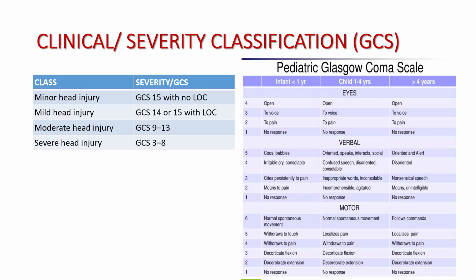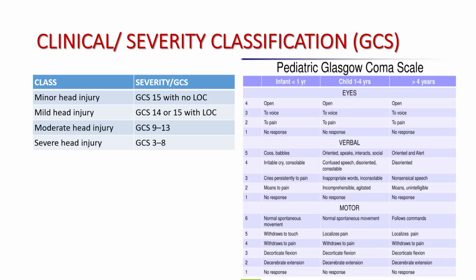Then for motor, if they have normal spontaneous movements, their limbs are always playing, they have a 6. If they withdraw from touch, they have a 5. If they withdraw to pain, they have a 4. If they have decorticate flexion, they have a 3. And if they have decerebrate extension, they have a 2. If they have none of these, they have a 1.